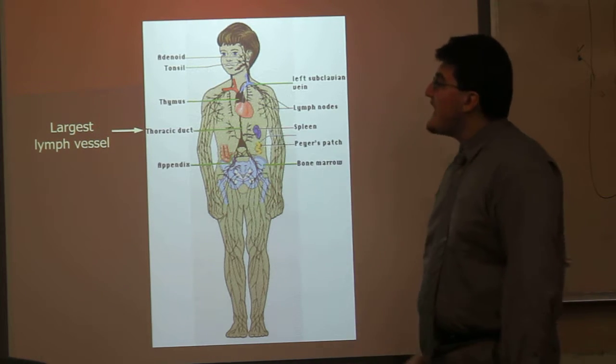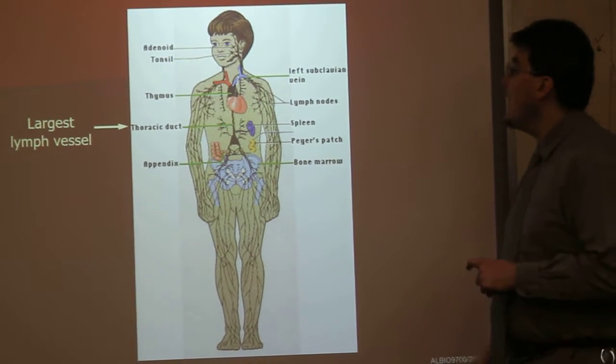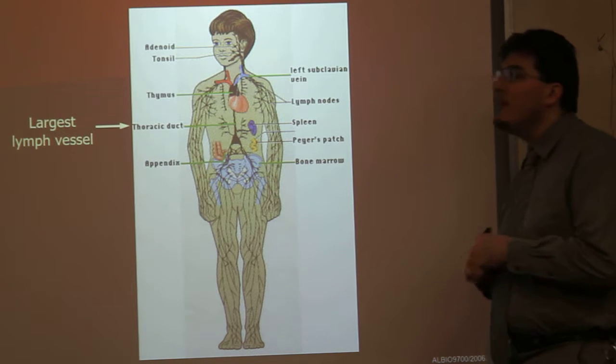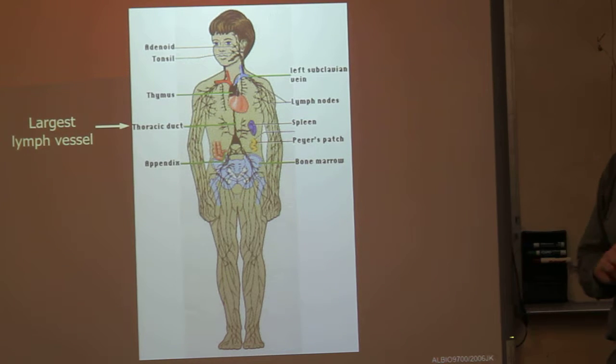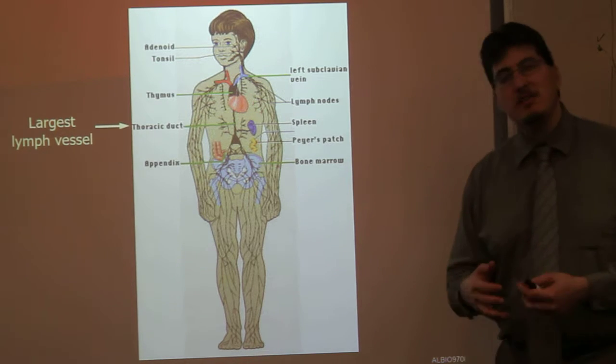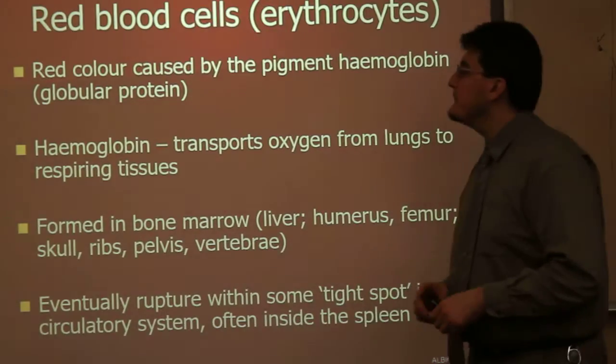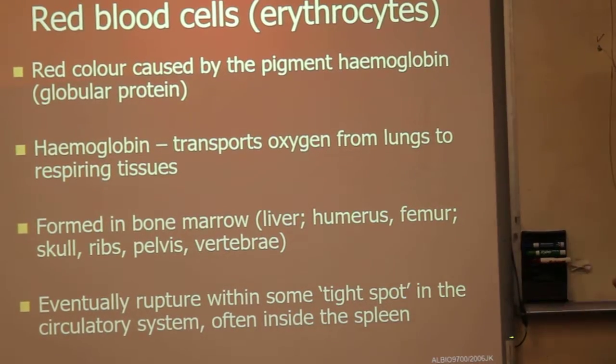So the largest lymphatic vessel is the thoracic duct. And that's found in the chest. It runs adjacent to the inferior vena cava. Maybe not adjacent to it, but nearby. Anyway. Now, red blood cells.